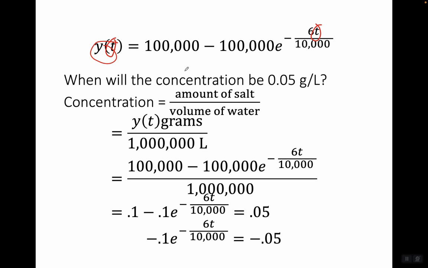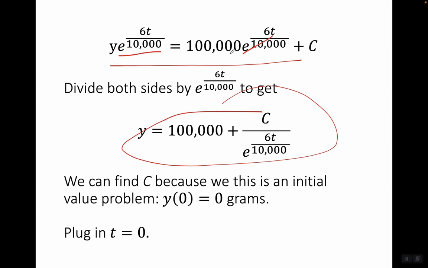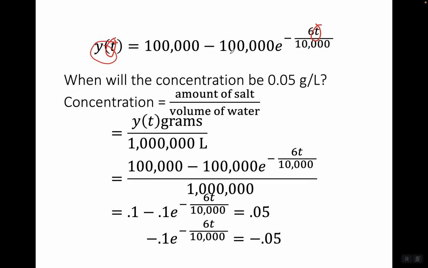Okay, so let's see, all of this stuff. So again, y of c, and so on. We want to know when the concentration is going to be 0.05 grams per liter. The concentration is the amount of salt divided by the volume of water. So in other words, it's going to be this amount of salt, y of t, over 1 million.